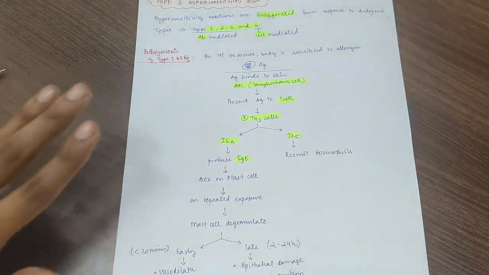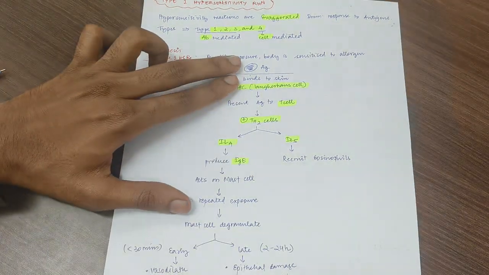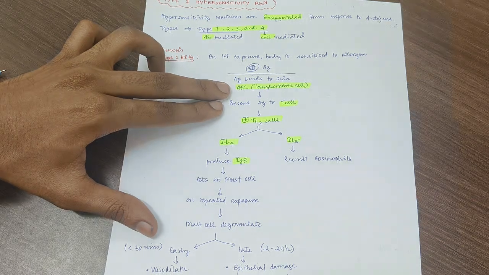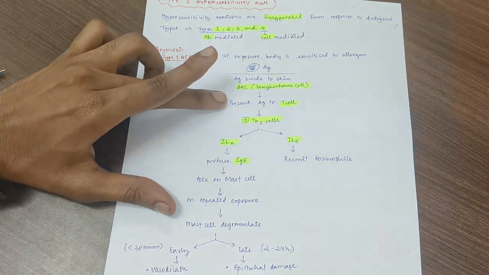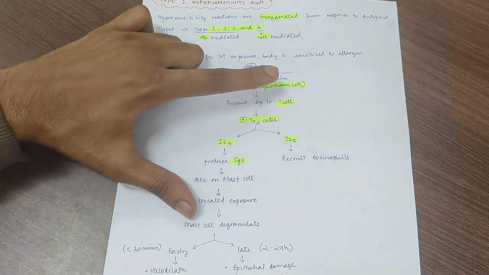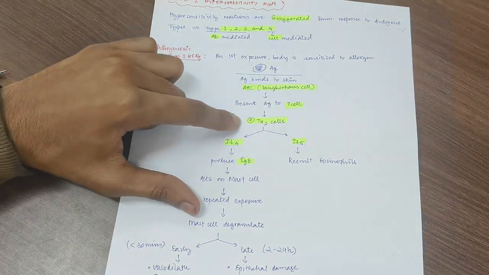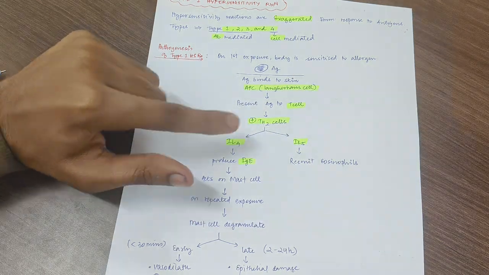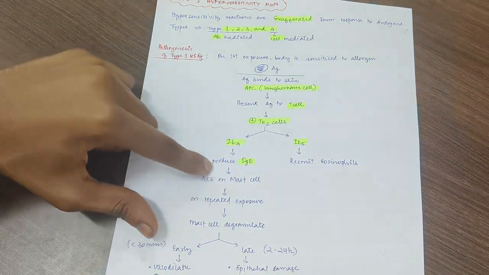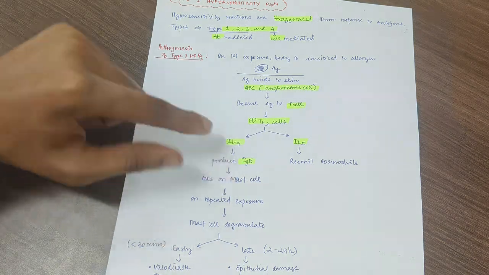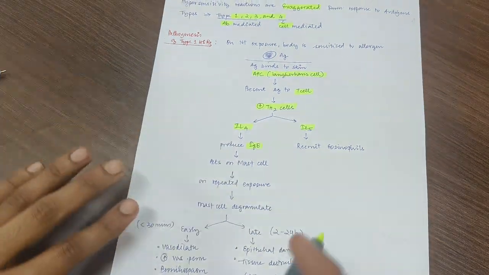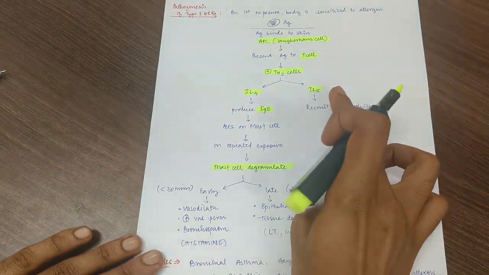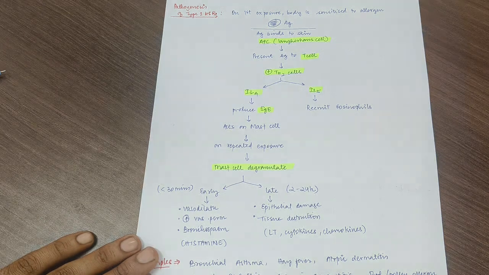Sorry, let me repeat it. The antigen will bind to the skin, and there are APCs, that is Langerhans cells. This antigen will be presented to the T cell, and after presentation it will lead to the activation of Th2, that is T helper cells type 2. They release interleukin 4 and interleukin 5, and interleukin 4 produces IgE, which acts on mast cells, and on repeated exposure the mast cell will degranulate. So there are two types of reaction. Interleukin 5 will recruit eosinophils, that is its function.